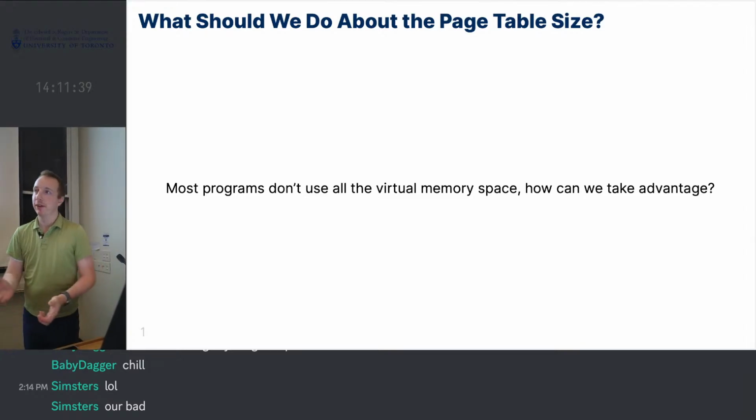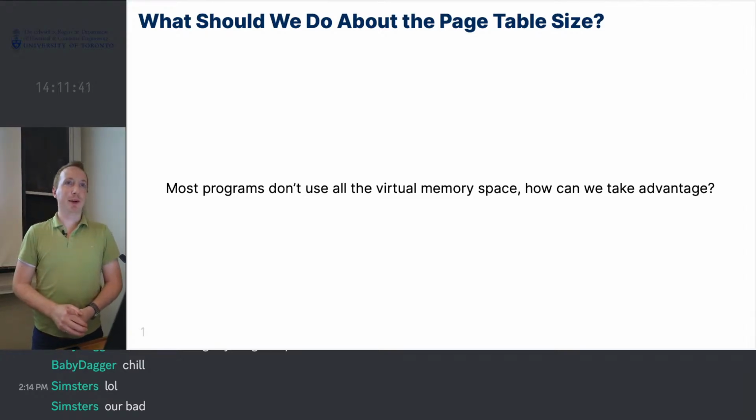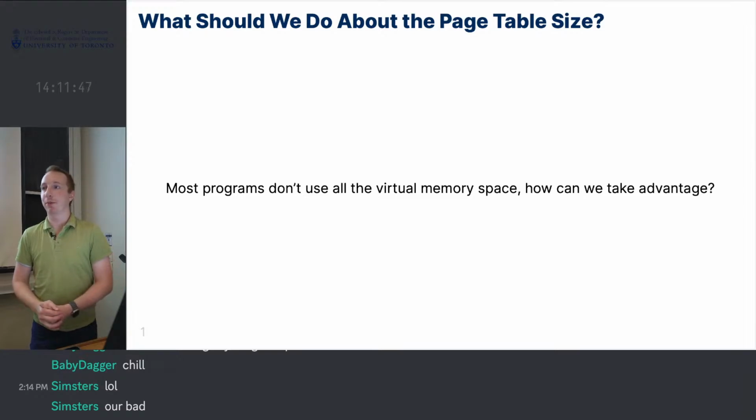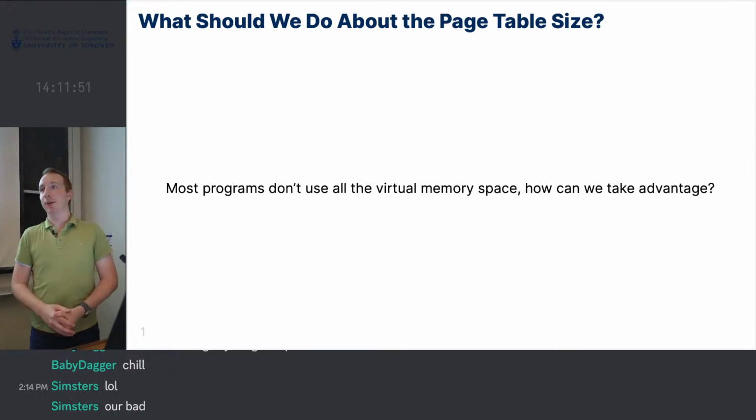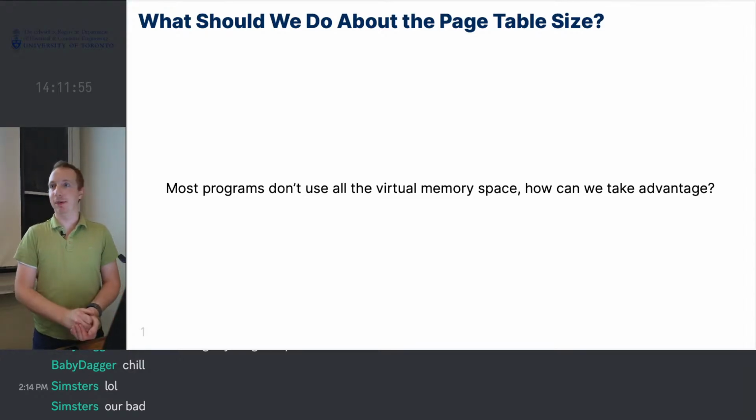So let's brainstorm together. What should we do about this page table size? Because most programs don't use 512 gigs of memory. Your programs probably use like a few megabytes or something like that. So what should we do in order to not have a gigabyte page table? Any ideas?